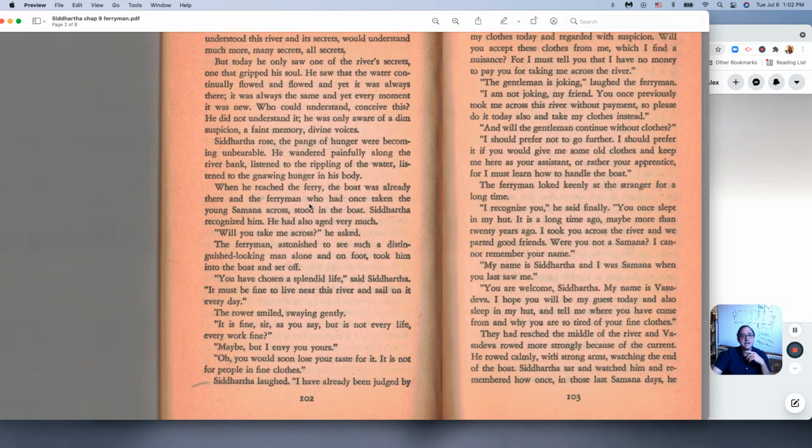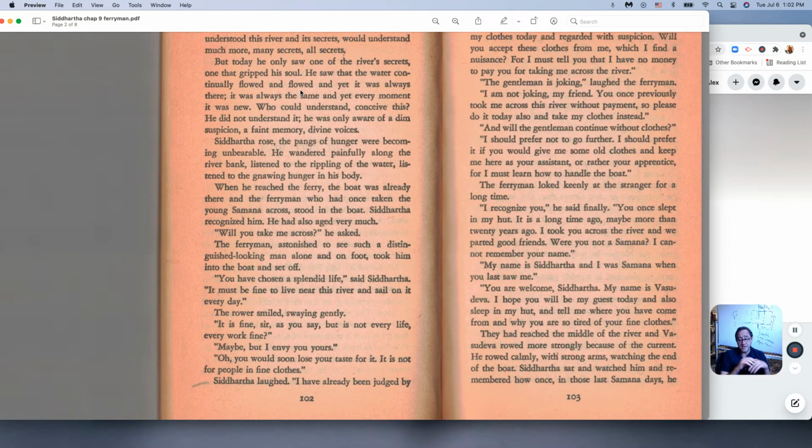But today he only saw one of the river's secrets, one that gripped his soul. He saw that the water continually flowed and flowed, and yet it was always there. It was always the same, and yet every moment it was new. This is from old Greek philosophy as well. How can a river, which is flowing, be a river, and yet the water keeps flowing? New water is coming through all the time. How can it be always new, always different, but always one at the same time?